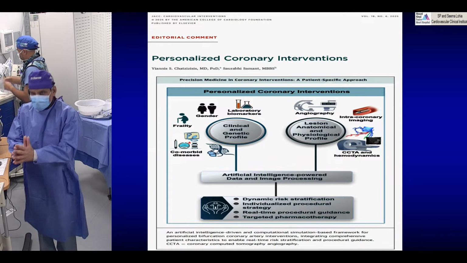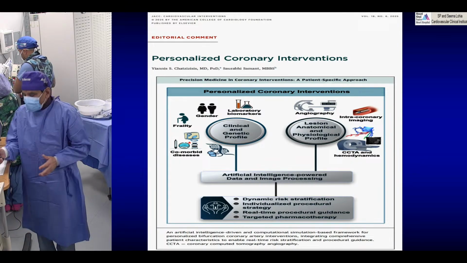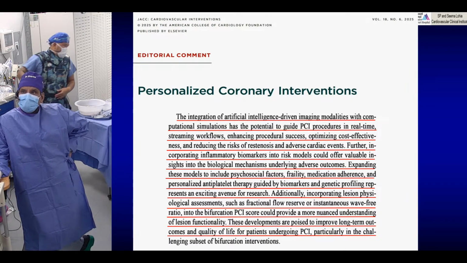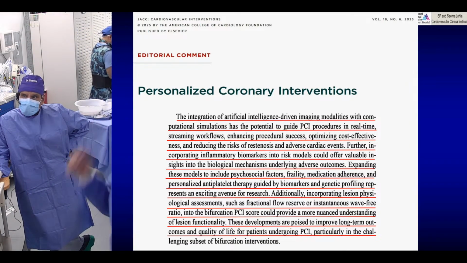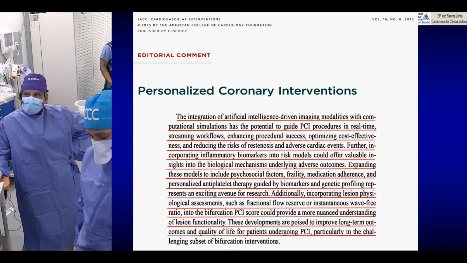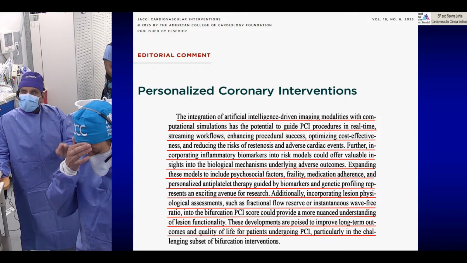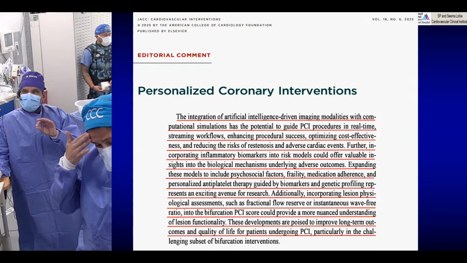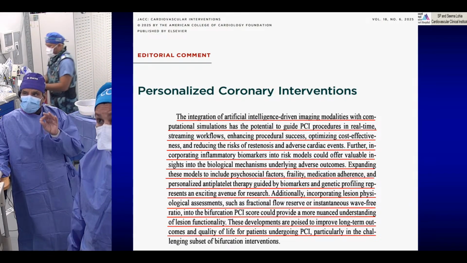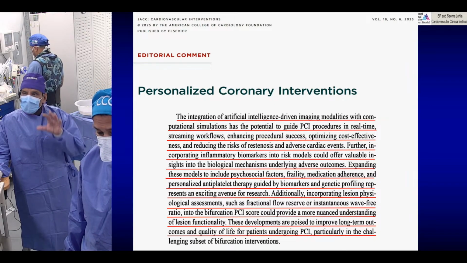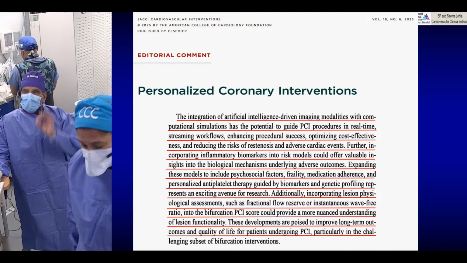Coming back to the point of the AI-generated risk profile, they have a very nice description that this is what the future will be in terms of subsequent acute procedural outcomes, and then optimizing cost effectiveness while reducing the risk of restenosis and adverse outcomes. These models will be made to incorporate the AI.